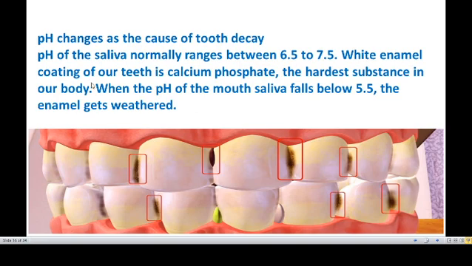The white enamel coating of our teeth is calcium phosphate. This is the hardest substance in our body. When the pH of the mouth saliva falls below 5.5, the enamel gets weathered.